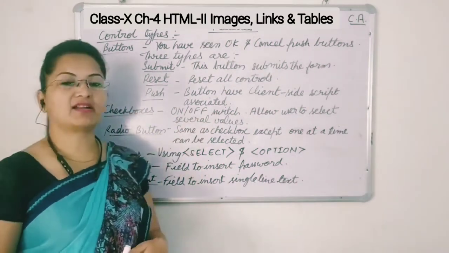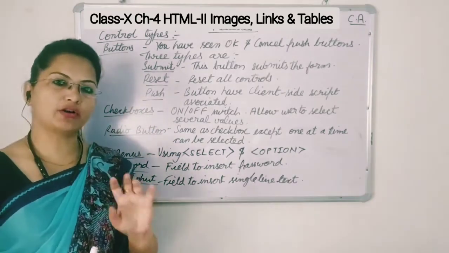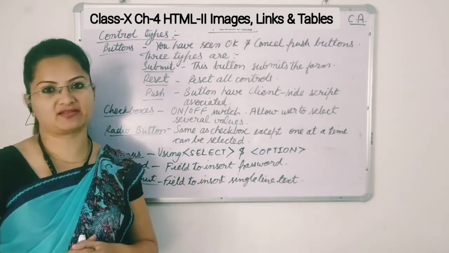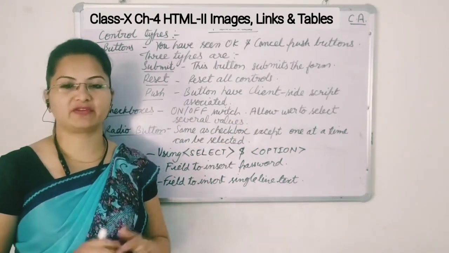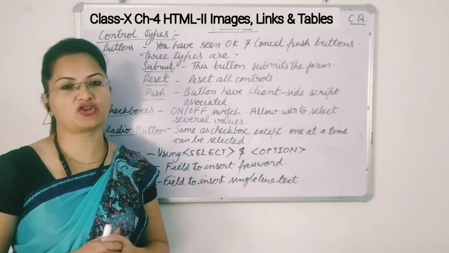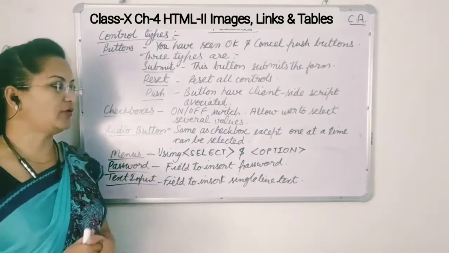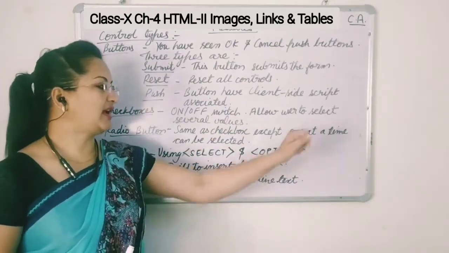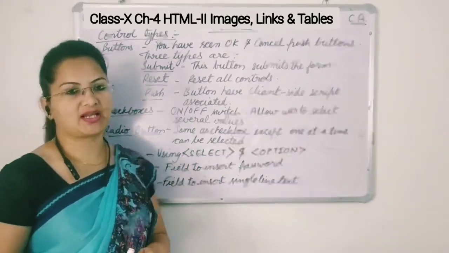Now checkboxes. Checkboxes are like an on-off switch. Both radio buttons and checkboxes are like on-off switches. If it is on, that means it is checked. Checkboxes allow us to select several values. When we have so many options and so many choices to be selected, at that time we use checkboxes. But a radio button is similar to a checkbox, except that only one can be selected at a time.